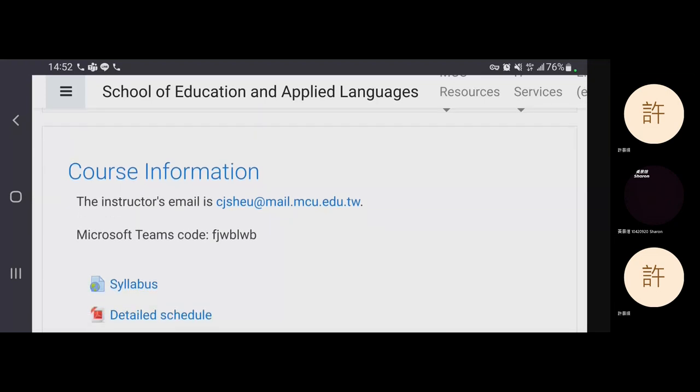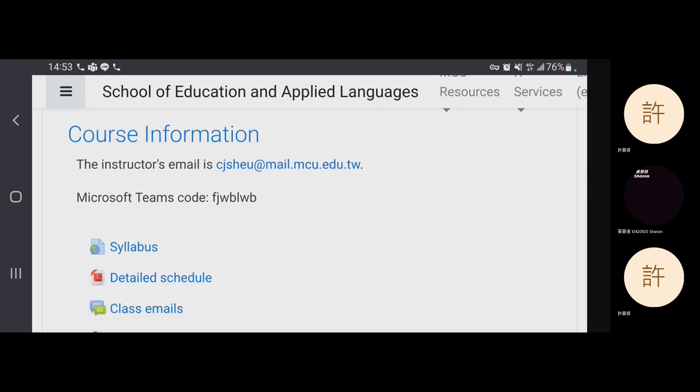So first, let me introduce you to our Moodle page. Everything you need to take this course is on Moodle. So if you miss a week or you're not sure about something, you can come and check the Moodle page.